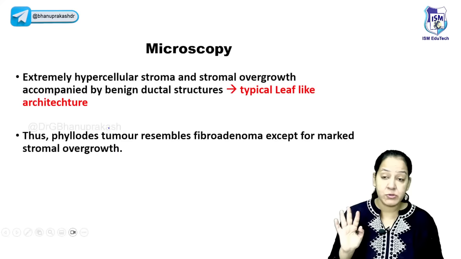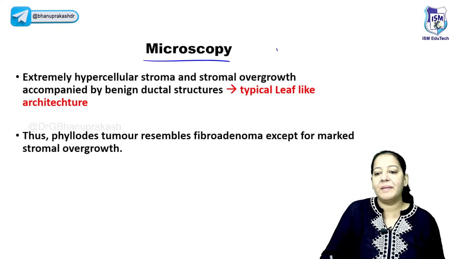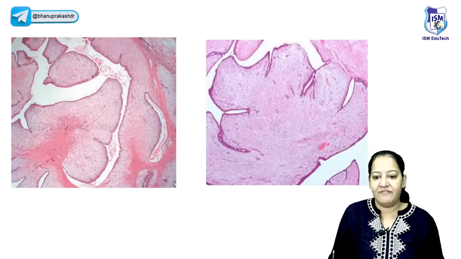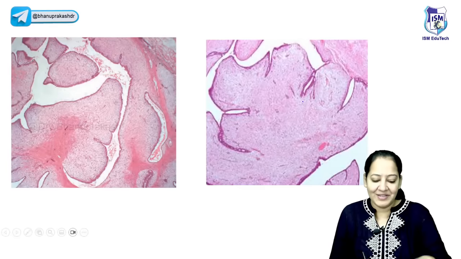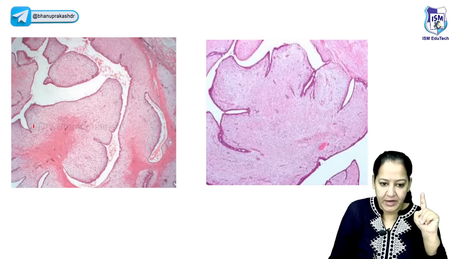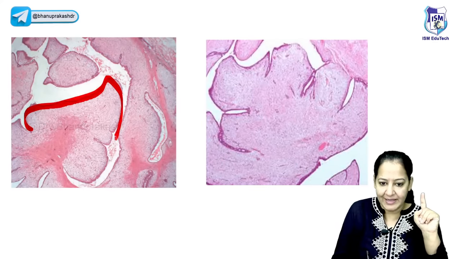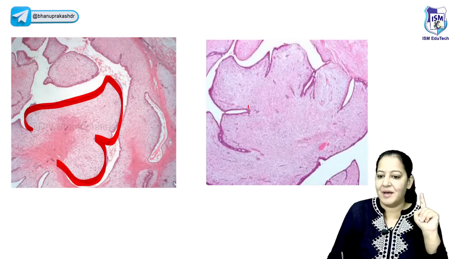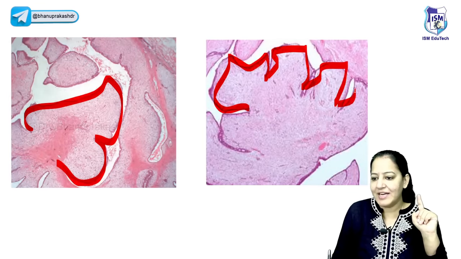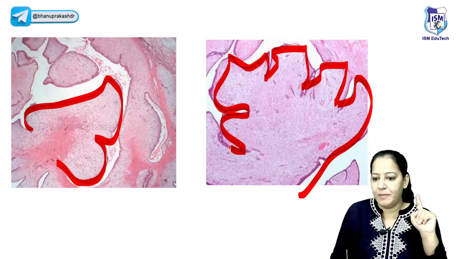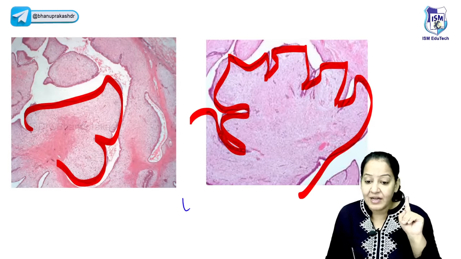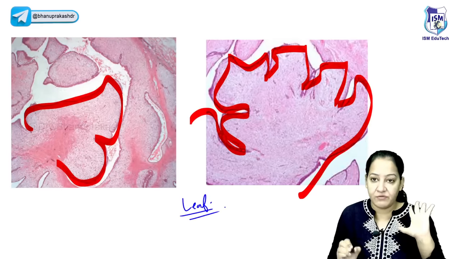Now let me tell you the microscopy. I told you the meaning of phylloids. Phylloids means leaf-like, typically leaf-like. This is the diagram. Can you make out the leaves? Where are the leaves? Let me highlight the leaves for you. Can you see this? This one is looking like a leaf. Yes or no? Can you see these all are looking like leaves? Small, small leaves. So the diagram is looking like leaves. This is the leaf-like appearance. That's why it is known as phylloids.